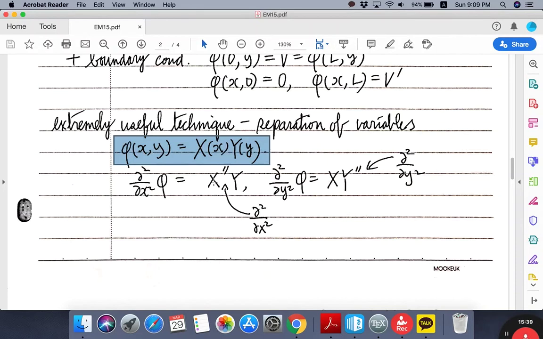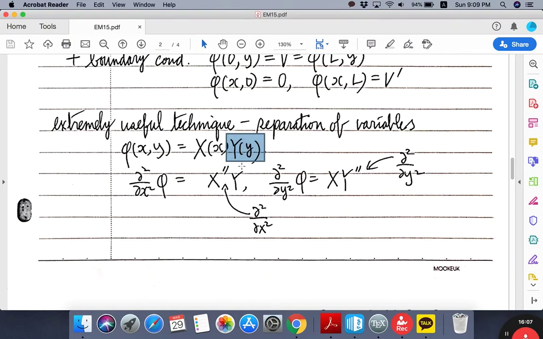Okay, so the separation of variables says that you can write down this full solution, which depends on both coordinates, as a product of two functions, each of which depends on only one coordinate. So this capital X function depends only on the coordinate x, and the capital Y function depends only on the coordinate y.